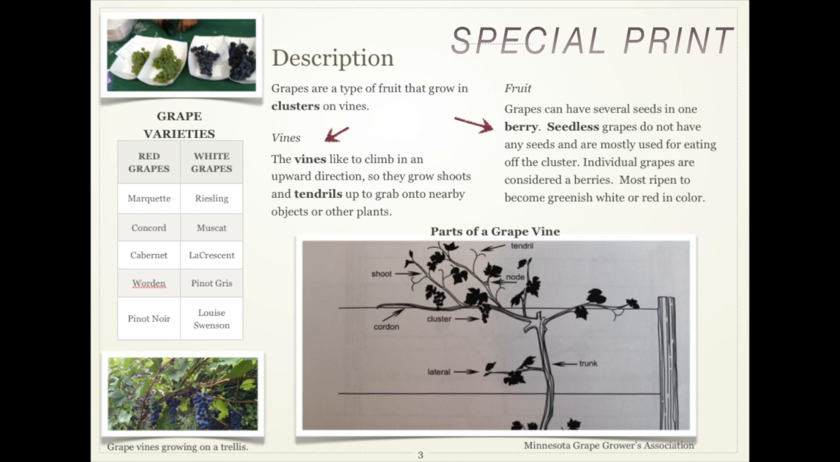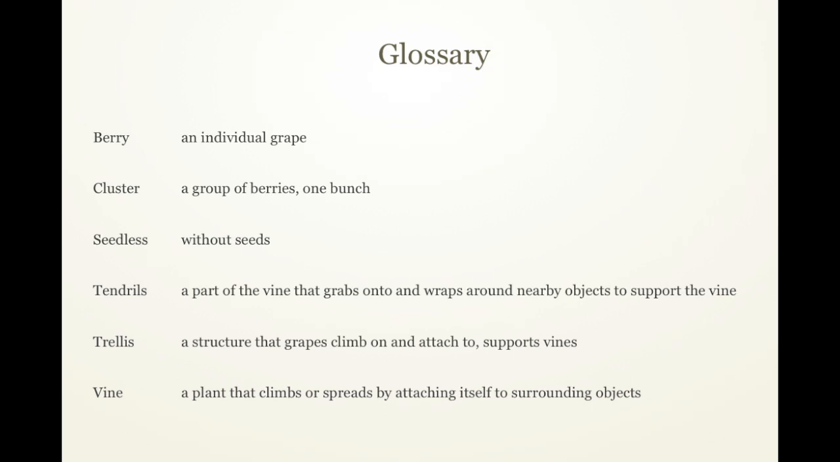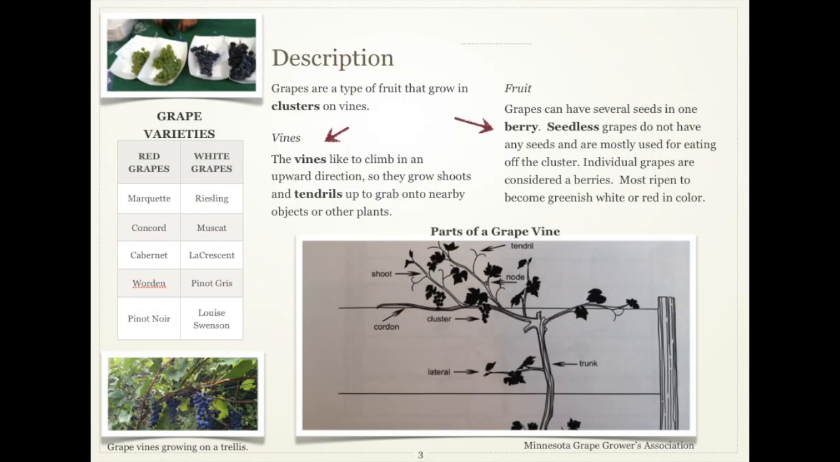If I came across the word cluster in this book and didn't know the meaning of the word, I could flip to the glossary, which is located near the back of the book, to see if I could find the meaning. The glossary lists vocabulary words alphabetically. Cluster. There it is. A group of berries, one bunch. Now I know what the word cluster means.